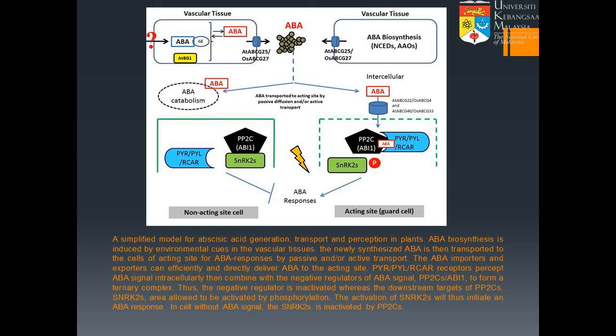PYR, PYL, RCAR receptors perceive the ABA signal intracellularly and then combine with the negative regulators of ABA signals, PP2C, to form the ternary complex. Then the negative regulator is inactivated, whereas the downstream targets of PP2C, SnRK2s, are allowed to be activated by the phosphorylation process. The activation of SnRK will thus initiate an ABA response. In cells without ABA, the SnRKs are inactivated by PP2Cs.